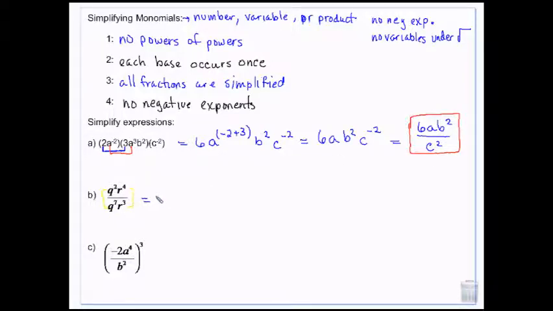Now we can do this one of two ways. We can either subtract the exponents straight away, and you get Q to the 2 minus 7, R to the 4 minus 3, which will give me Q to the negative 5, R, which will give me R over Q to the 5th.